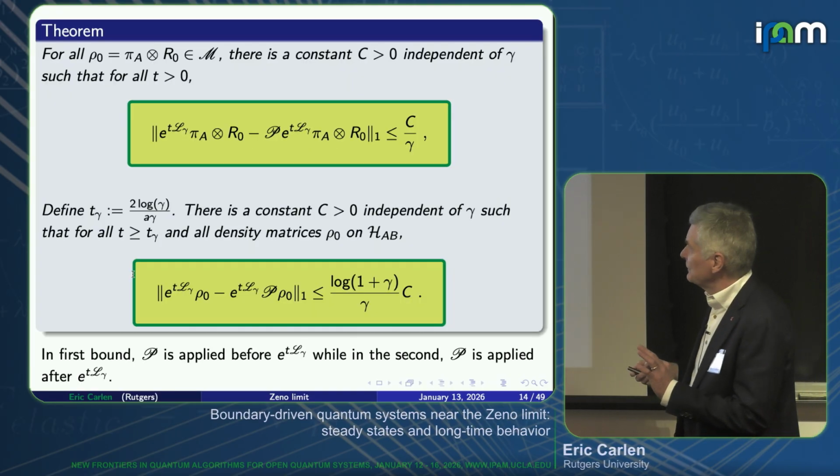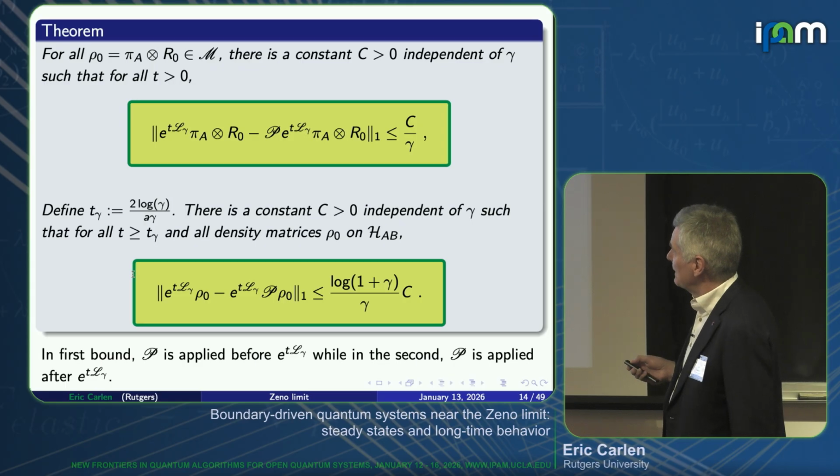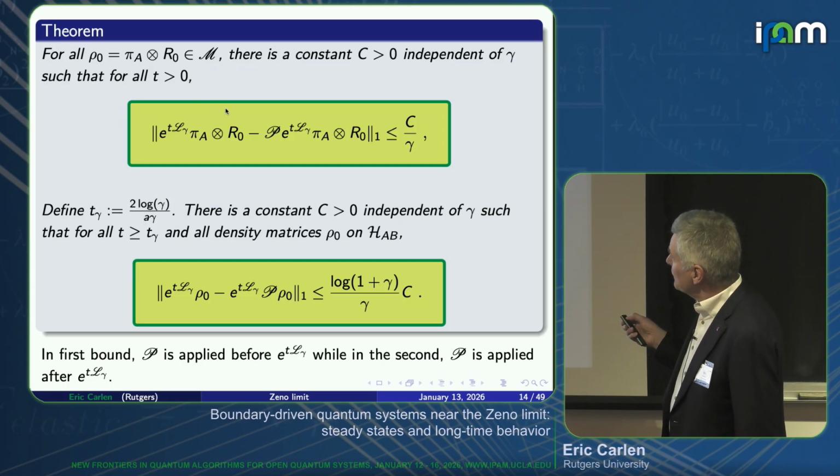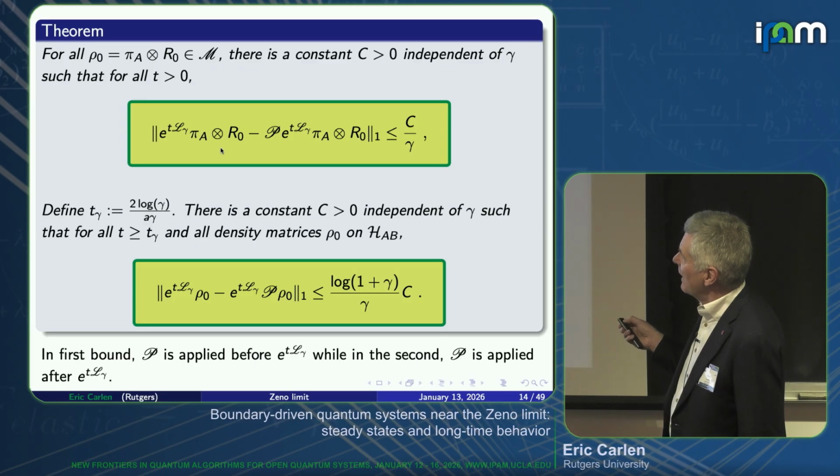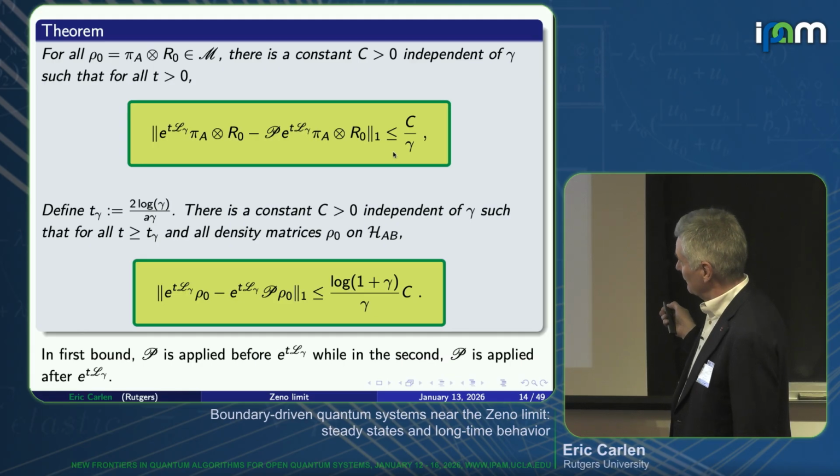And here's the first precise statement of this that we can get. This is a version of the result. If you take the full evolution, so I'm starting from something that is on this slow manifold, the M, and I evolve it, and then I project afterwards, that projection is hardly doing anything. This is of order 1 over gamma. This is for all times.